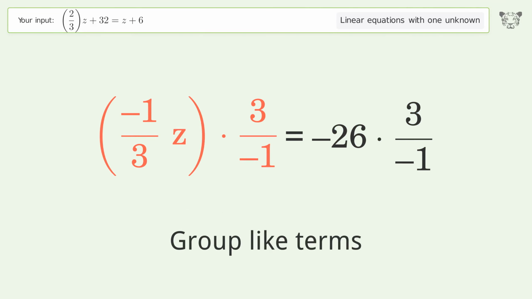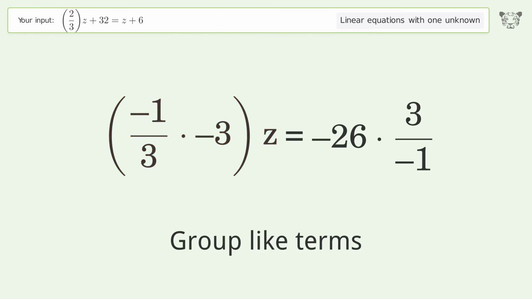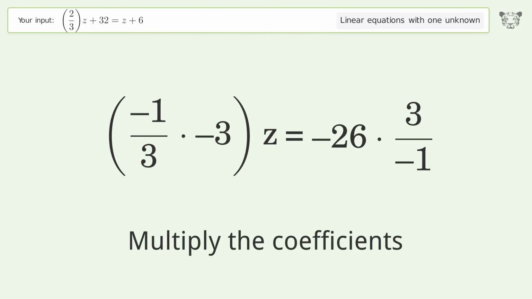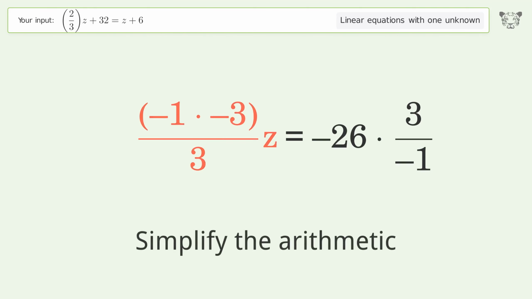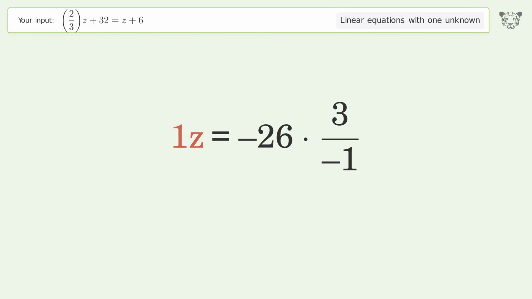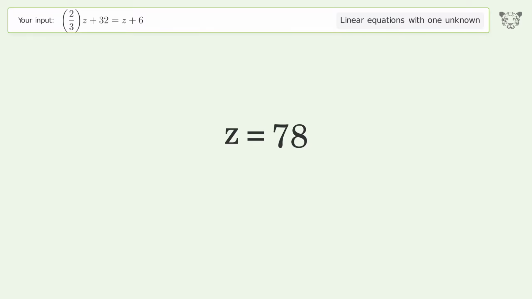Group like terms. Multiply the coefficients. Simplify the arithmetic. And so the final result is z equals 78.